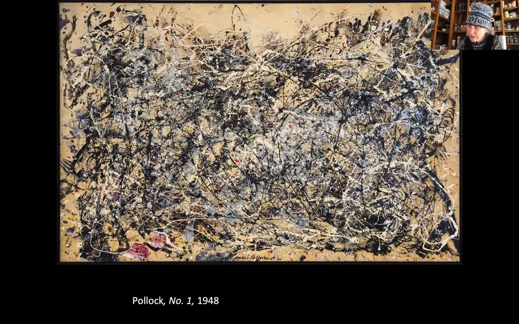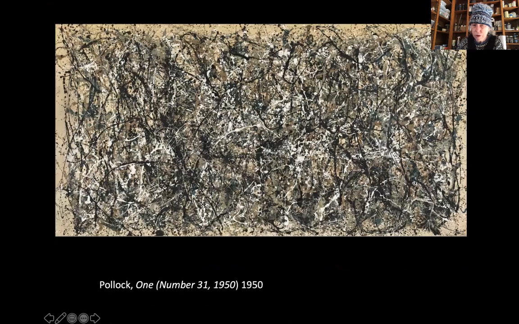So this series kind of continued, and this is actually a little earlier painting. He numbered the paintings, and sometimes he gave them titles that kind of suggest he kept calling them one. I'm not really sure why. But it's almost as if there's a kind of unity here in the all overness.